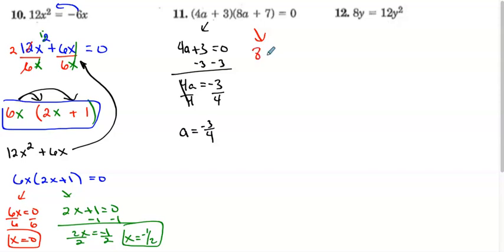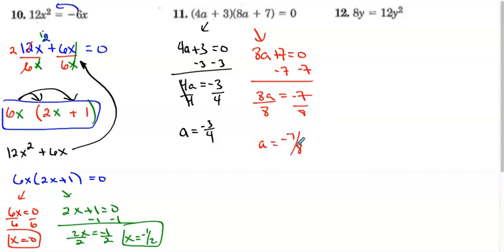Set the next one equal to 0, so 8a plus 7 equals 0. Subtract 7, 8a equals -7, divide by 8, and a is equal to -7/8. All right, so this is finding the zeros when you already have your polynomial in factored form.